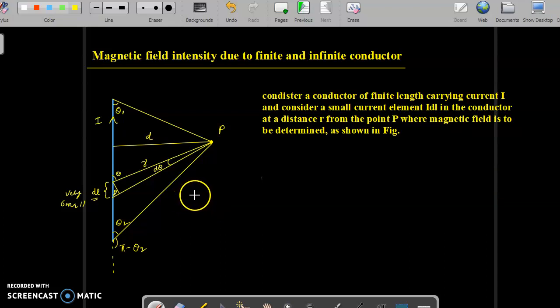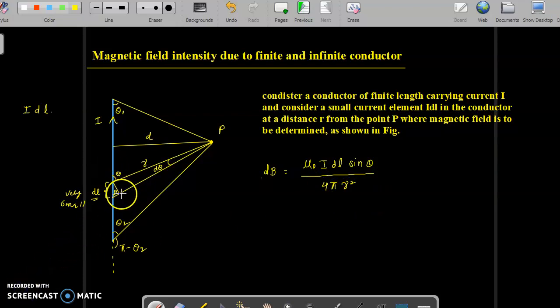We know that as per Biot-Savart's law, the flux density at point P due to the current element, the small element, the current element is I dl, is given by, so the magnetic field intensity at point P due to the current element is a differential magnetic field, because it is very small. dB equals μ0 times the current element I dl, times sin θ, upon 4π r squared.